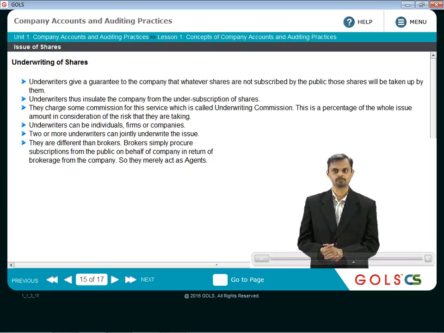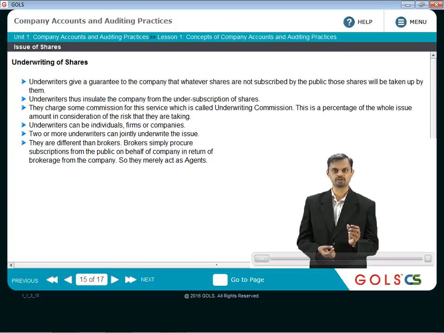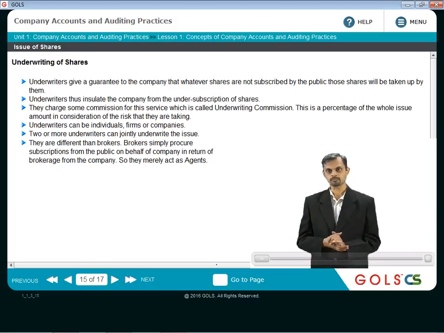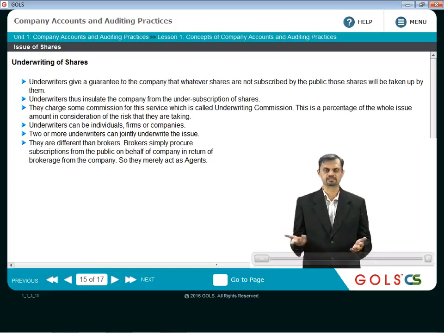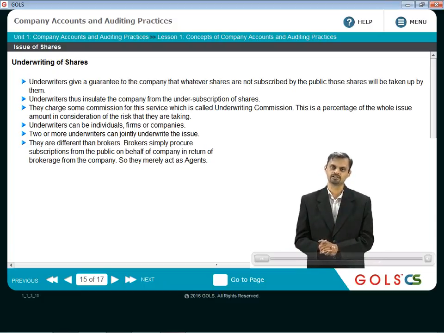Underwriters thus insulate the company, protect the company from the risk of under subscription. They charge some commission for this service, which is called underwriting commission. This underwriting commission is a percentage of the whole issue amount in consideration of the risk that the underwriters are taking. So it is a percentage not just of the shares taken up by them. It is a percentage of the whole issue amount. That is what you need to remember. This is an important point. And why are they getting the commission? Because they are taking the risk. If people are not taking up the shares, they will have to invest the amount in the shares of the company.